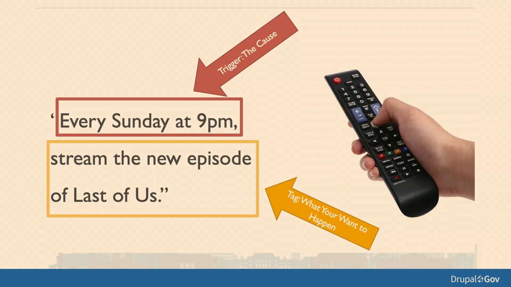On the most basic level, Google Tag Manager has tags and triggers. It's kind of like a cause and effect situation. Every time something happens on your website, you can create a tag that fires and sends data into Google Analytics. So back to our remote control and TV thing, it's just like every Sunday at 9 p.m., go to the HBO app and stream The Last of Us.